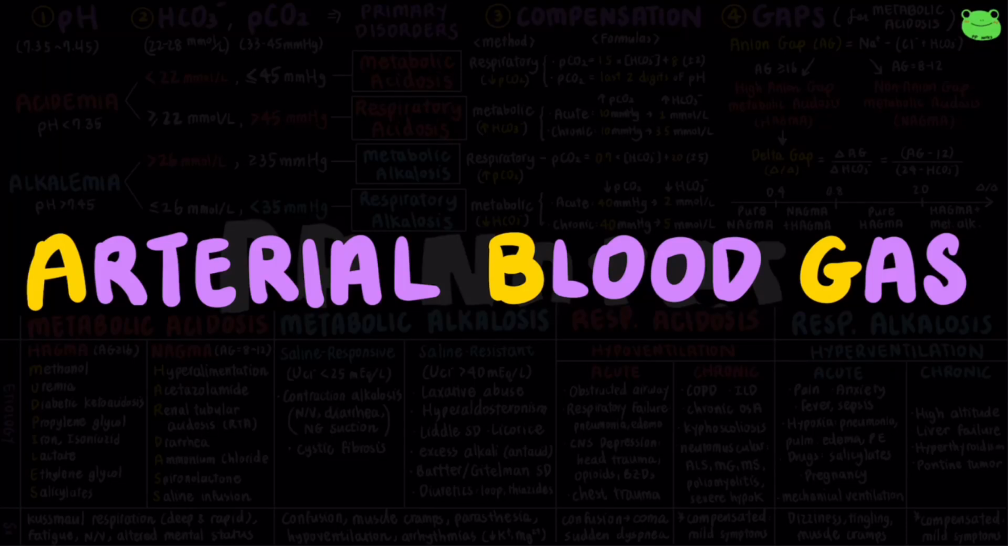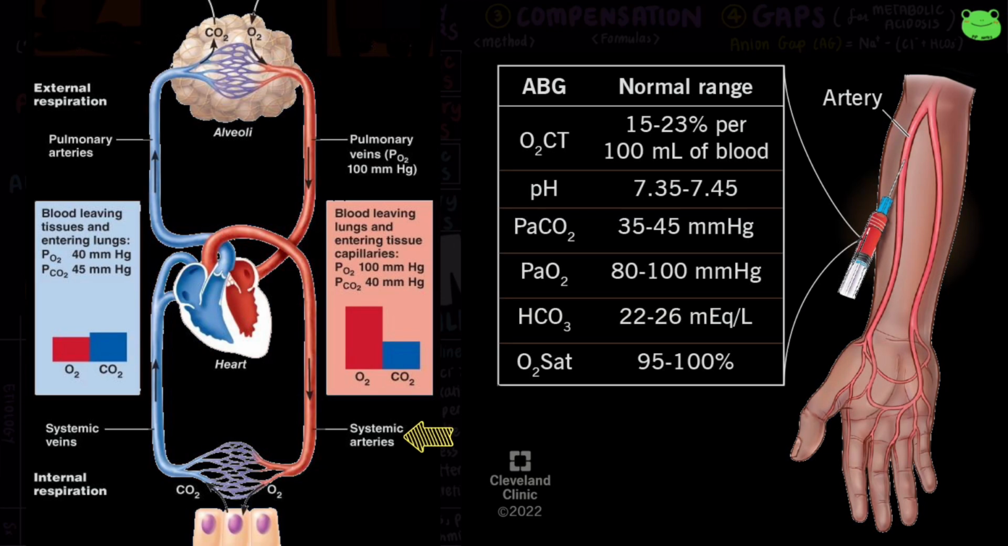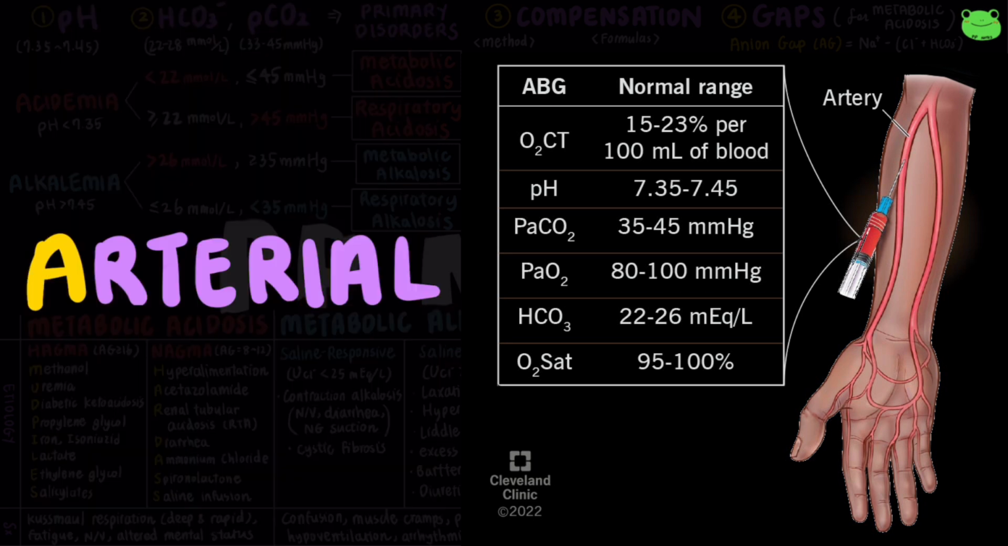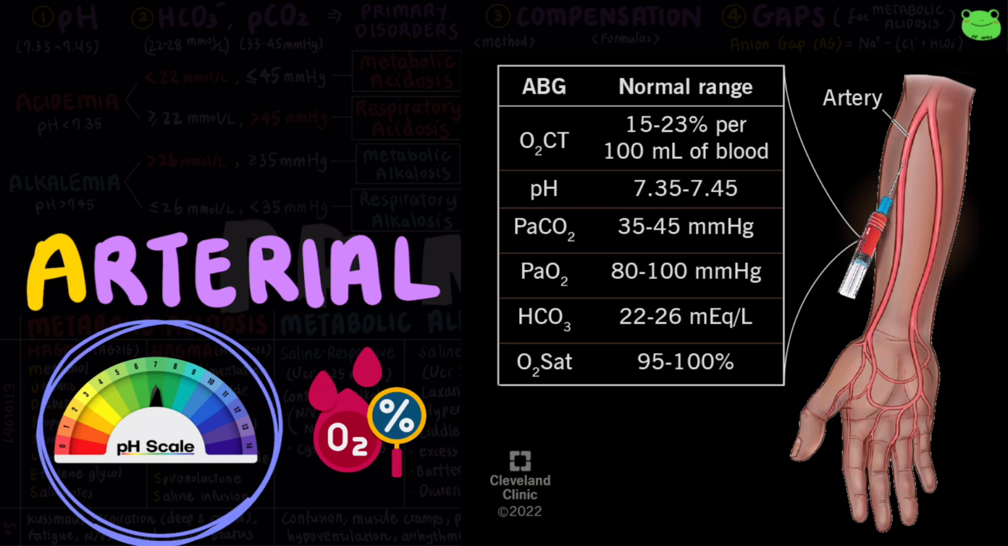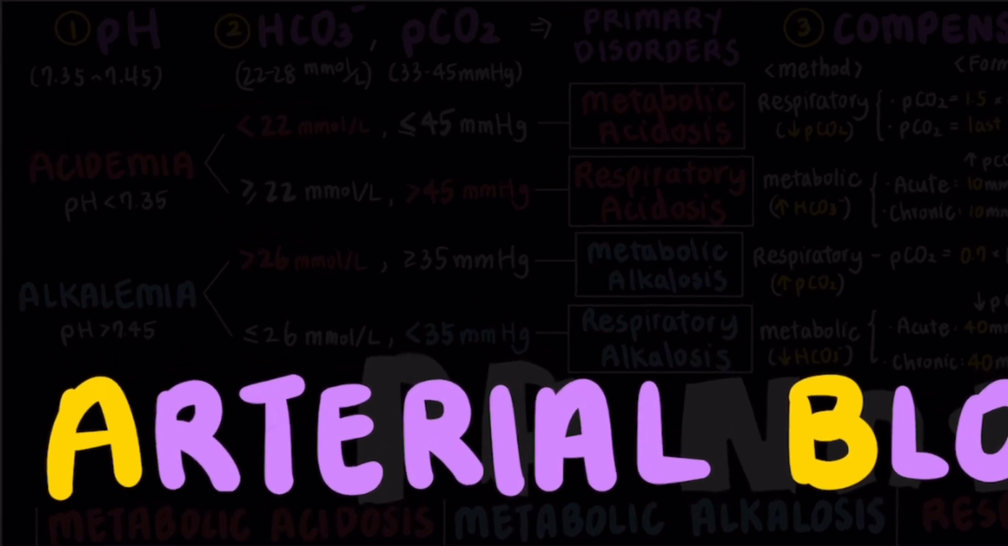Today we're going to walk through how to interpret an arterial blood gas, or ABG. It's a blood test that measures the level of pH, PaCO2, which is the partial pressure of carbon dioxide, PaO2, the partial pressure of oxygen, bicarbonate, and oxygen saturation. It gives us critical information about a patient's acid-base status and oxygenation. In this video, we'll be focusing on the acid-base interpretation. Let's break it down step by step.